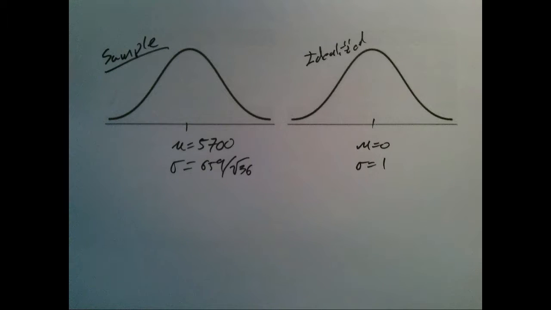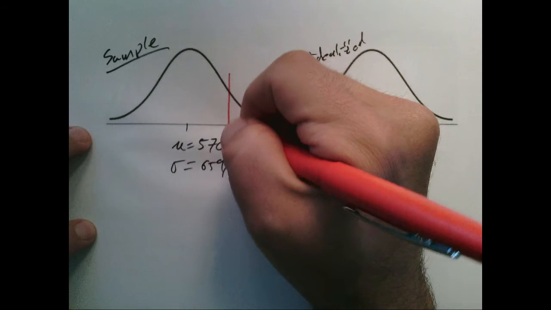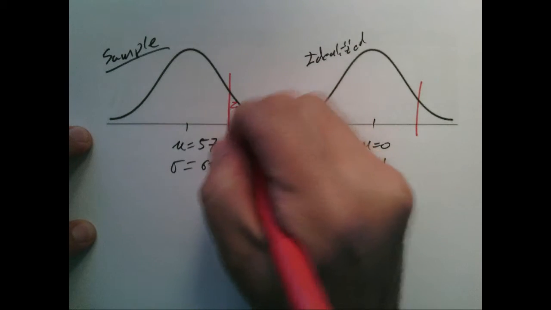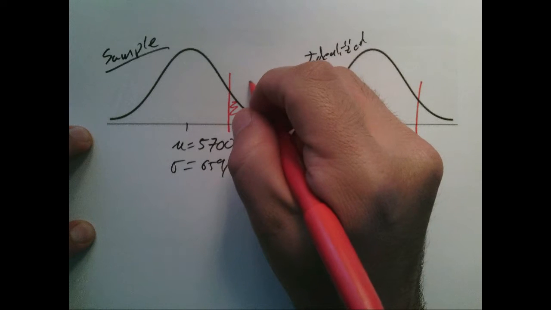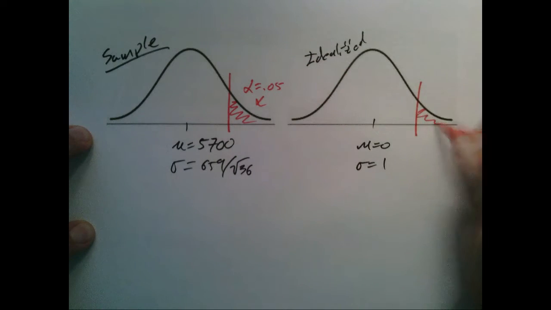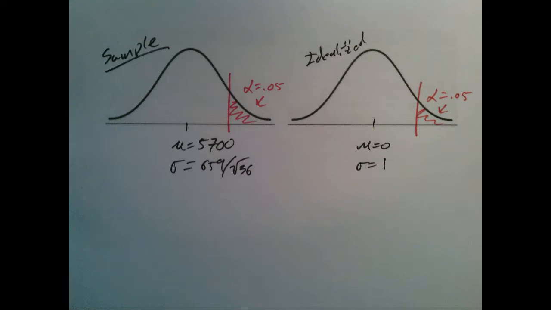Okay, so our alpha level for our right tail test means we're shading the right side of the graph, and we're shading the right side of the graph such that the area underneath the curve is equal to our alpha level of 0.05. Right? And that's the same shaded area whether we're talking about the sample world or the idealized world. Okay, it's the percent out of 100. 5% is contained to the right of our critical value.